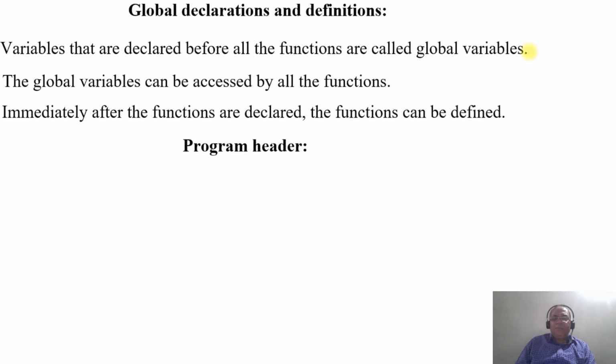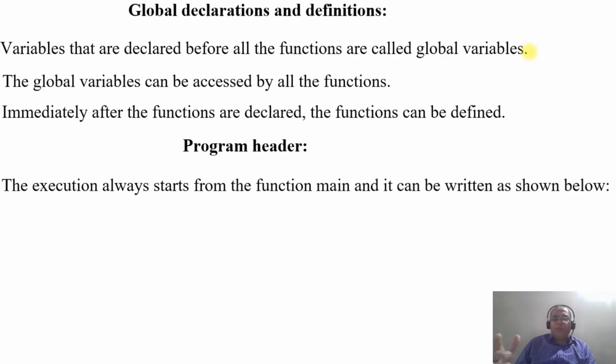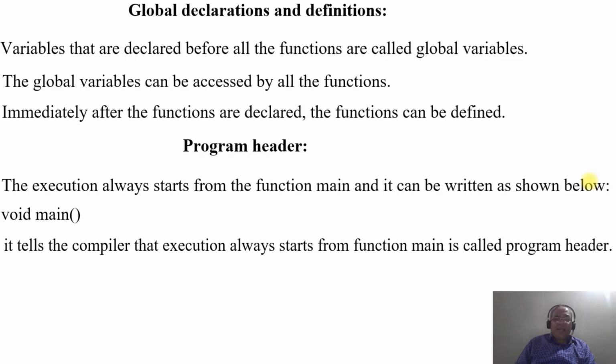So then we get the program header. What is the program header? The execution always starts from the function main, and it can be written as shown. So what is that? We have void main within the open bracket and the close bracket. It tells the compiler that execution always starts from the function main. It is called the program header.